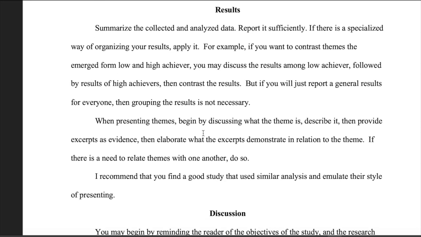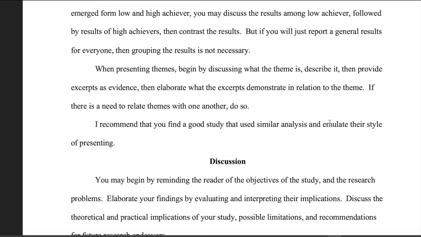So, if it's the result of a thematic analysis, you can begin by discussing what the theme is, describe it, and then you can provide some excerpts as evidence of that theme, and then elaborate what the excerpt demonstrates in relation to the theme. If there is also a need to relate the themes with one another, you can also do that.